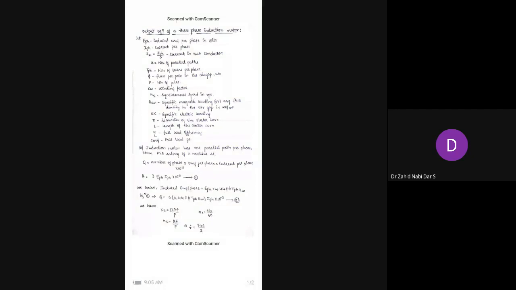So we know a three-phase induction motor has one parallel path per phase. Then the KVA rating of a machine is given by the KVA output equation: Q is equal to number of phases into EMF per phase into current per phase into 10 power minus 3. So Q will be equal to 3 E phase I phase into 10 power minus 3. And induced EMF per phase is given by 4.44 f phi T phase Kw. So this equation we are going to substitute in equation 1.